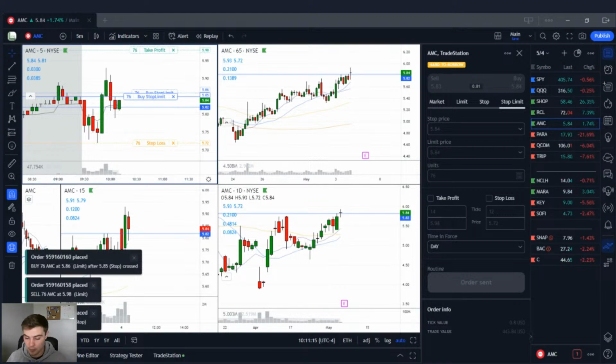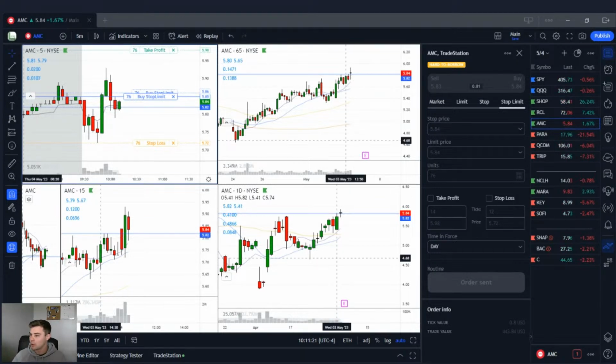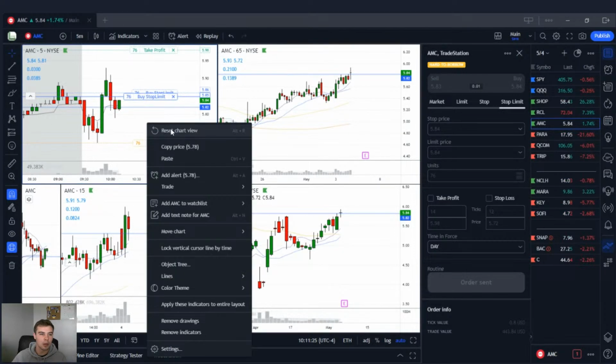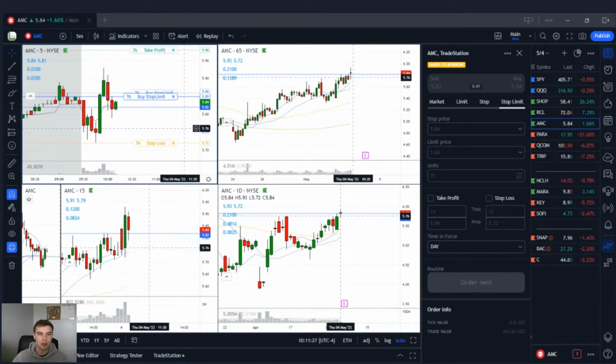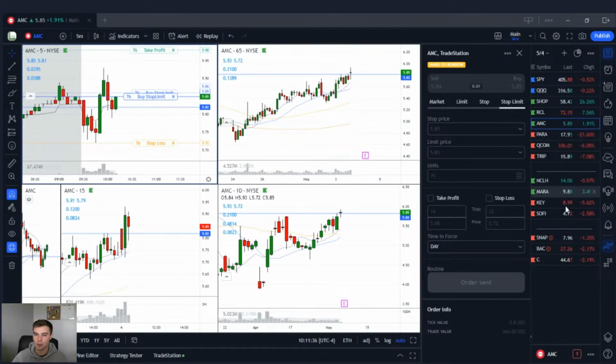AMC 585 by 572. AMC 575 by 572. Long. Looking real strong, much stronger than the market. So if the market does end up moving up higher, it should help out AMC quite a bit.